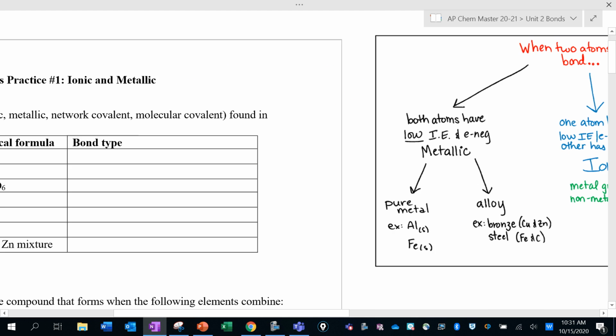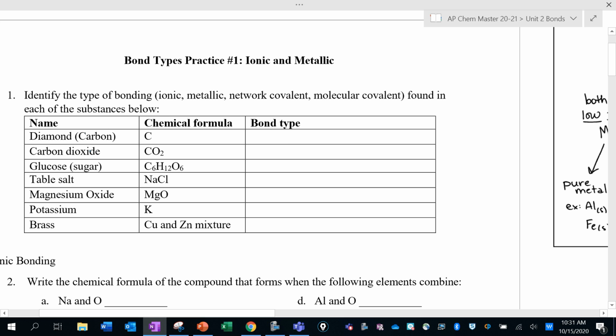So if we go over here, carbon, diamond, that's one of our examples of network covalent bonding. The next two, CO2 and C6H12O6, they are combinations of nonmetals, but they're not one of those 5 examples of network covalent that we saw. So that means these must both be molecular covalent. Our next two, table salt and magnesium oxide, are both combinations of a metal and a nonmetal. So these are ionic bonding. And then these last two are just metals, so these are metallic bonding.